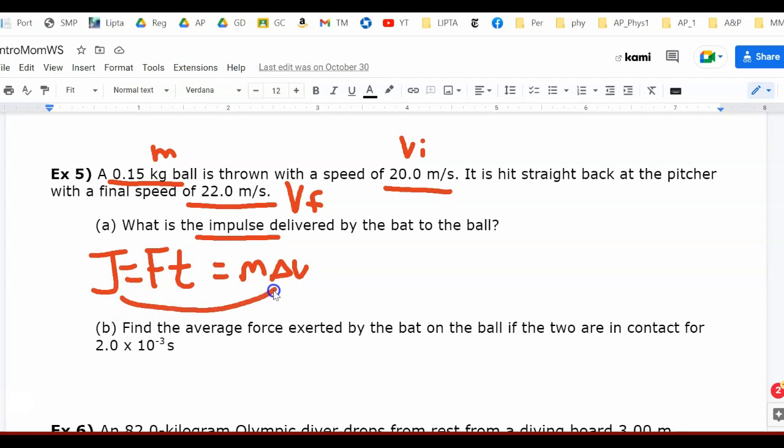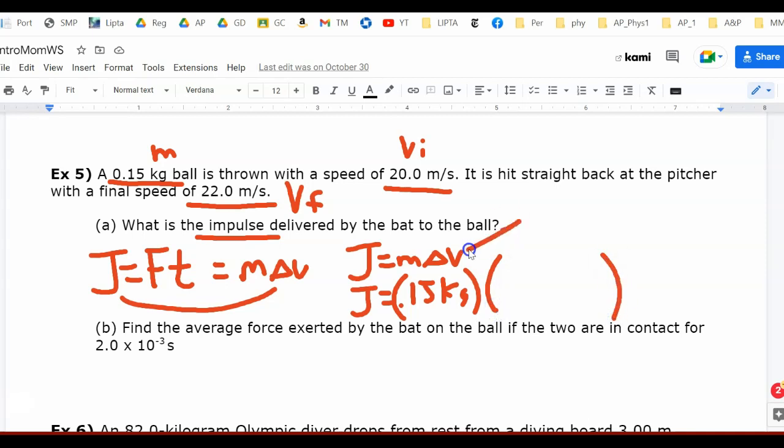So this is the fit. I could do that: J equals, I can build that equation, m delta V. Now this has a little twist to it. The mass is 0.15 kg, that's easy. But delta V is Vf minus Vi. Let's write a little note to self: that's always the final minus the initial.